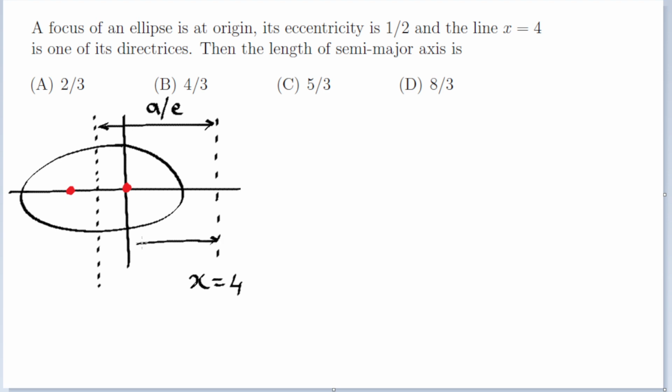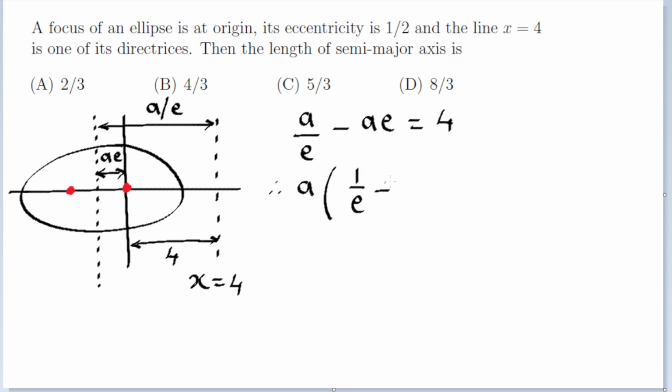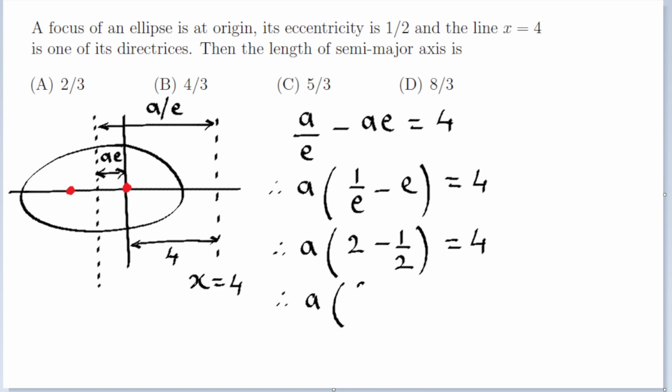So the distance of directrix from y-axis is 4, and the distance of focus from the center, we know that it is given by the formula AE. So therefore let us write the relation that in this case we get A upon E minus AE must be equal to 4. Taking A common, we have A into 1 upon E minus E equal to 4. Let us substitute the value of E. So 1 upon E will be 2 because E is half. So A into 3 by 2 gives you 4, and hence finally we get A equal to 8 by 3.